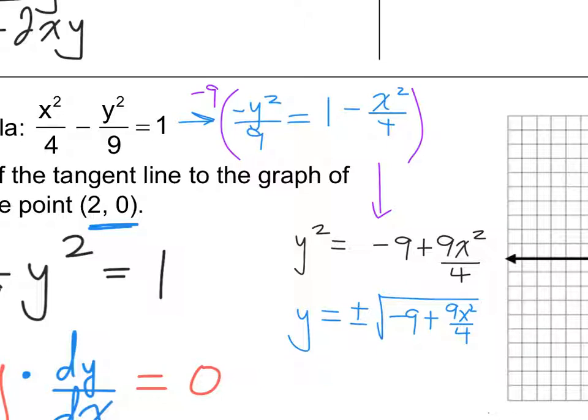Okay, so I'm not going to look at the derivative. I'm just going to look at the original function, because I think it's going to be easy enough to eyeball where 2 comma 0 is on the graph. All right, so I'm going to put in the square root of this. So the square root of negative 9 plus, and then the fraction 9x squared over 4.